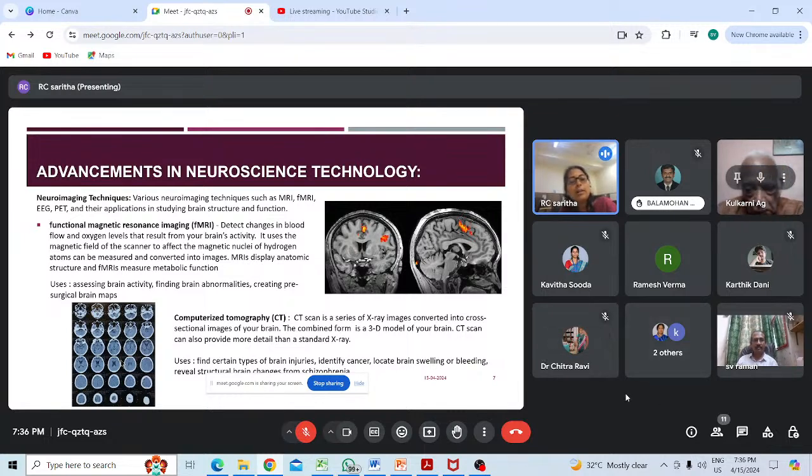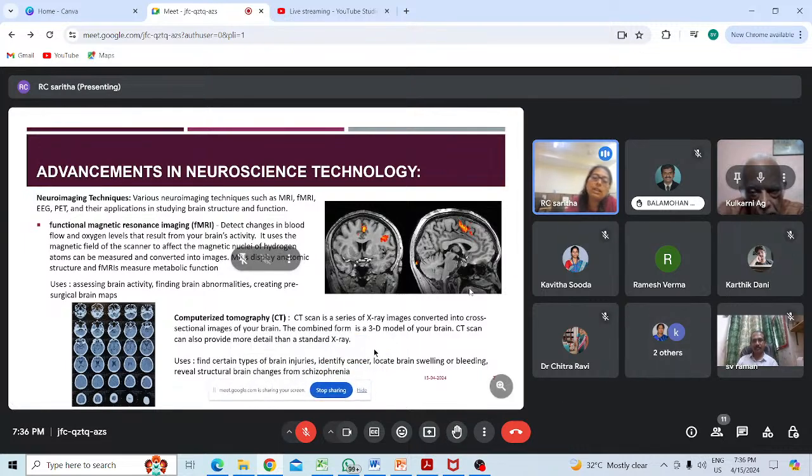Why we take this type of CT scan is that it can find a brain injury, where the brain injury is, and can even identify cancer, locate brain swelling or bleeding, whether any blood bleeding is there or not, and reveal structural brain changes from schizophrenia also. Schizophrenia is one type of brain disorder, a mental disorder. So we can identify it by using a CT scan.